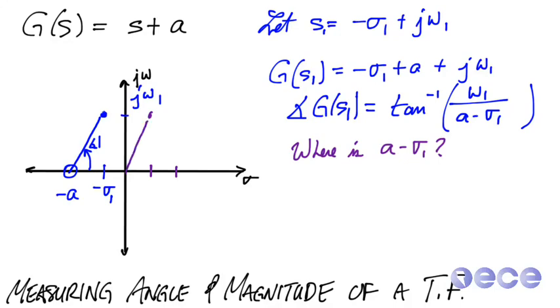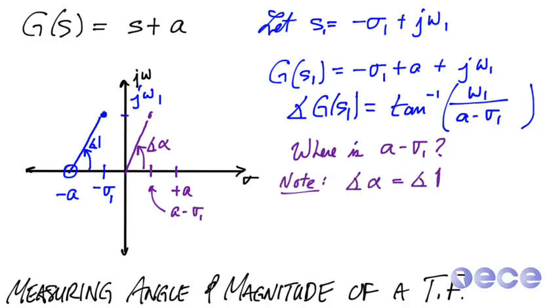And there's a similar angle that's formed by the origin to the point s1 plus a, right? Because that's the actual value, G of s1 is s1 plus a. So that's this point a plus minus sigma 1 plus j omega 1. So you can actually show that these two angles are the same. So the first point here is positive a, and the second point is a minus the real part, minus sigma 1. And of course the height will be the same, j omega 1. So these two angles are the same, and we can actually show that they are here.